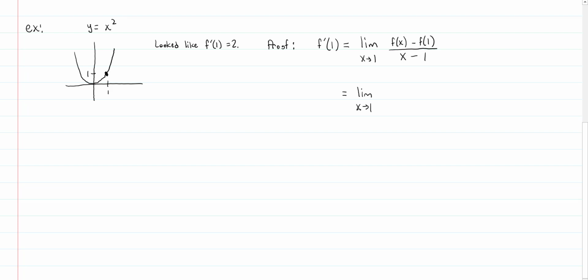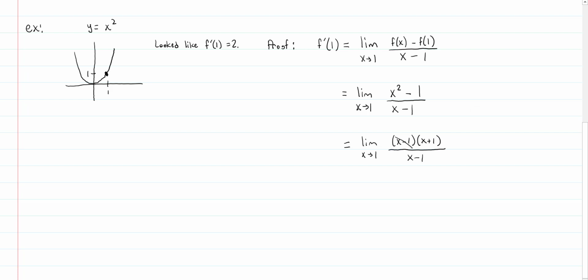In this example, f of x is the function x squared. When x is 1, f of 1 would equal 1 squared, which is just 1. Then we're dividing by x minus 1. If you plug in 1, you're going to get 0 over 0. Because this is a polynomial over a polynomial, my strategy is to try and factor it. So I'm going to factor my numerator as x minus 1 times x plus 1.